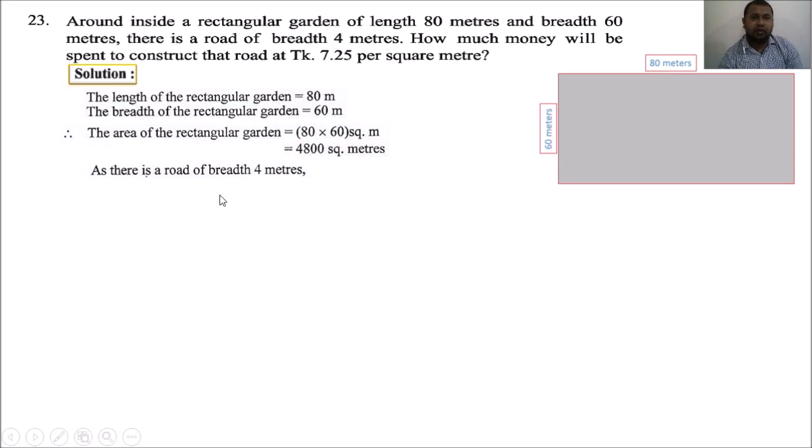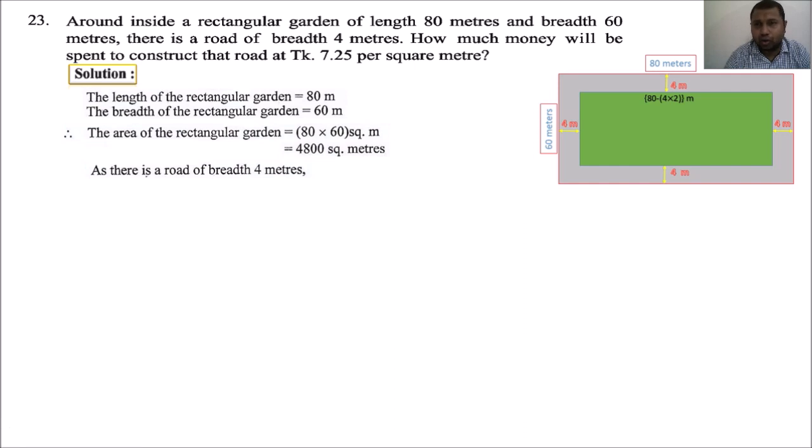Okay. Now, as there is a road of breadth 4 meters, you can say this is your garden, and these are your road, and their breadth is how much, 4 meters. So you can see, if I excavate just excluding the road, then you can see 4 meter from this part and 4 meter from this part. That means this is your length 80 meter. If you just remove this 4 meter from here and 4 meter from here, that is 4 plus 4, that is 8 meters. So 4 into 2 means 8. So 80 minus 4 into 2, we are going to subtract from your total length, and you will get the length of the garden excluding the road.